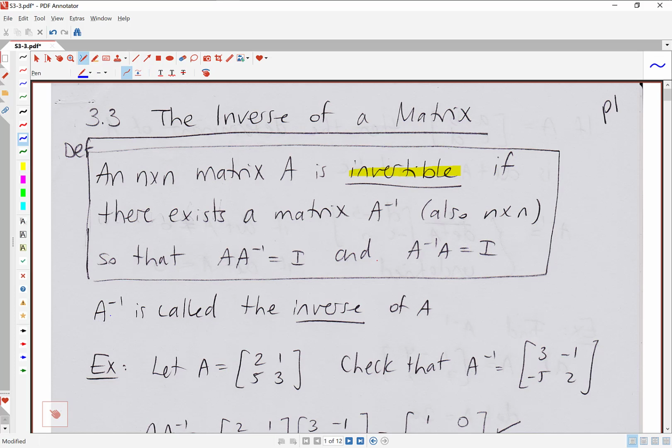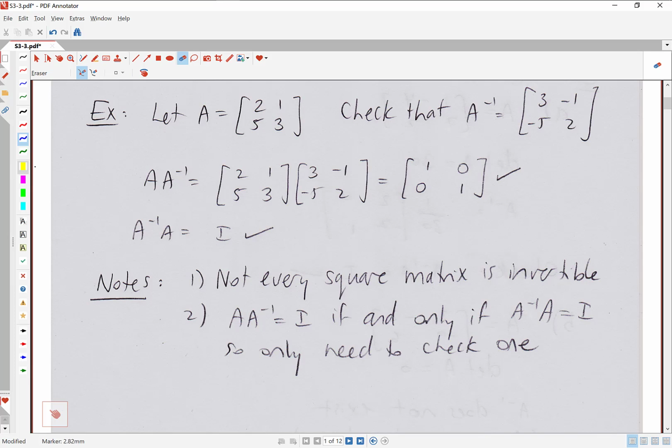This matrix, which we've been writing A to the negative 1, is called the inverse of A, or sometimes we just call it A inverse. So for our first example, suppose we're given this matrix A, and we want to check that A inverse is equal to the following matrix.